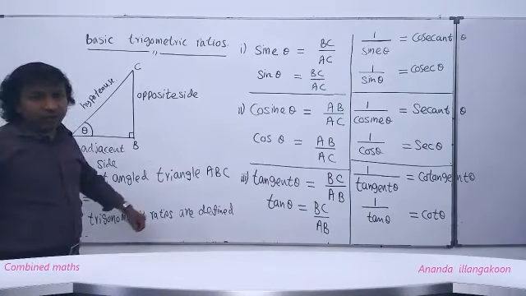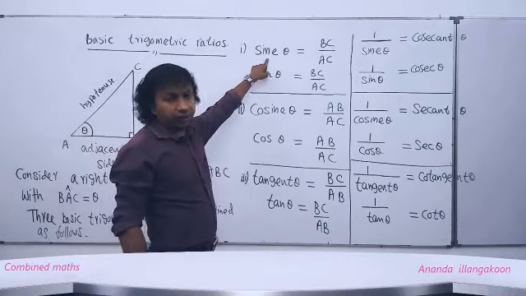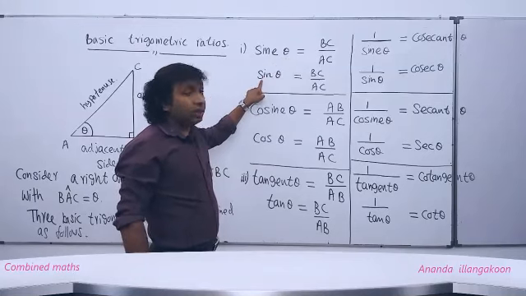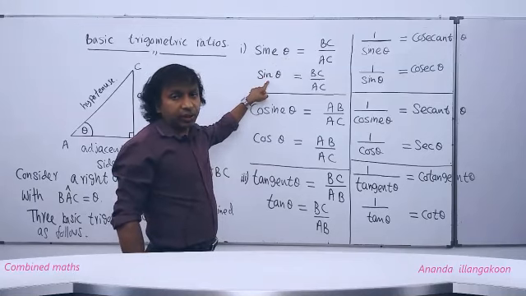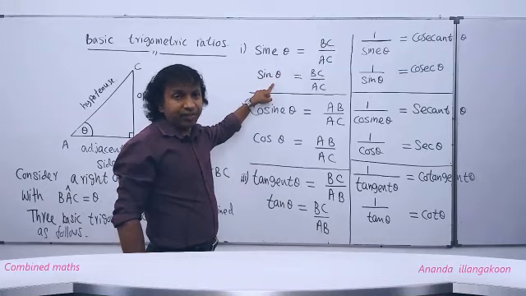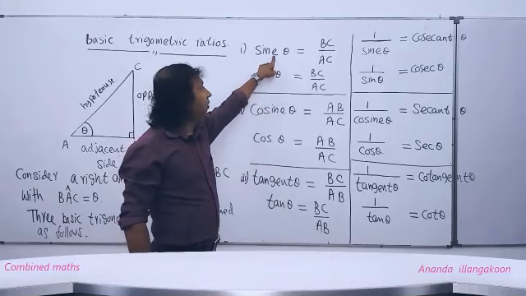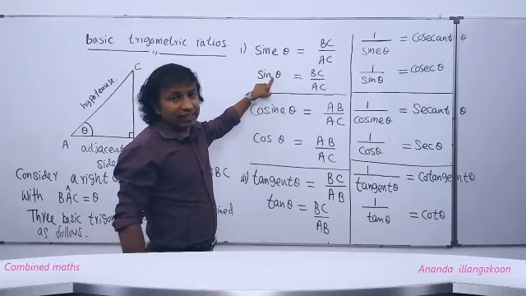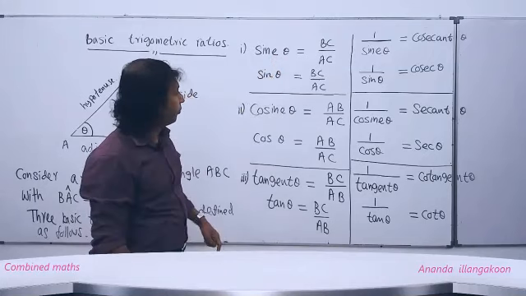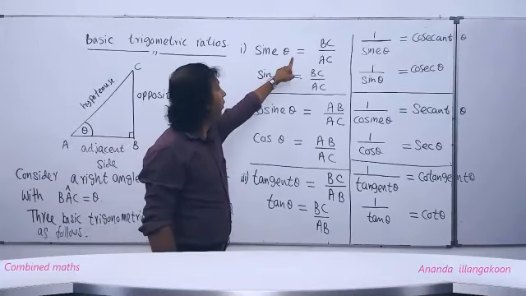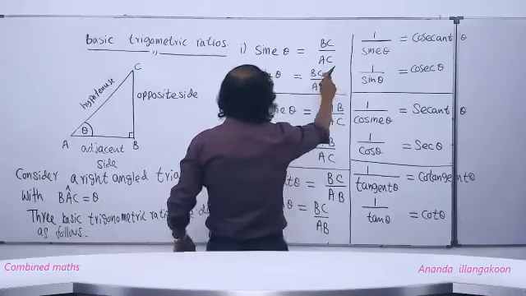Sine theta. The full word is SINE, but when we write it, we write only SIN. According to the pronunciation we should say it as sine, but we write it as sin, having this E in our mind. Write down sine theta this way: it is the opposite side divided by the hypotenuse.